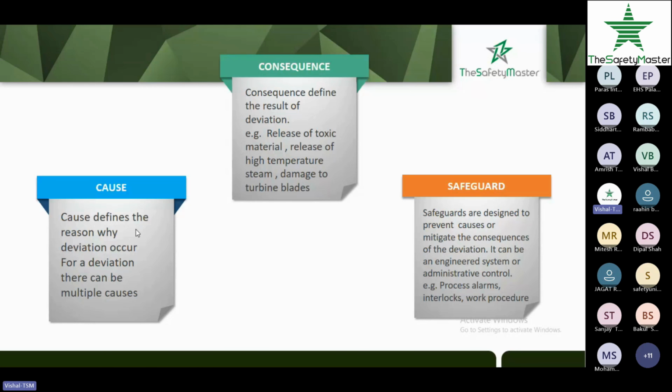Now moving on, we'll be discussing what consequence is. Consequence is the result. Basically, what is the result of that deviation? If no flow is happening, what are the reasons? For each cause we have to write the consequence. That is a requirement. We should not make the consequence as one. For each cause you have to give a consequence.